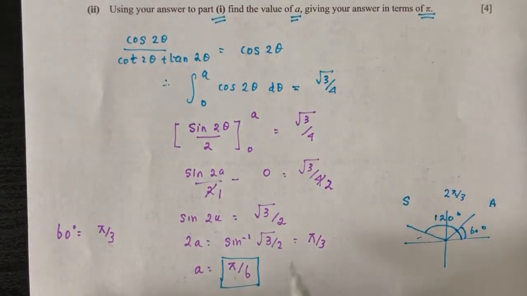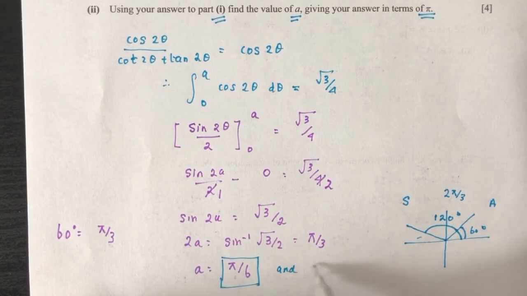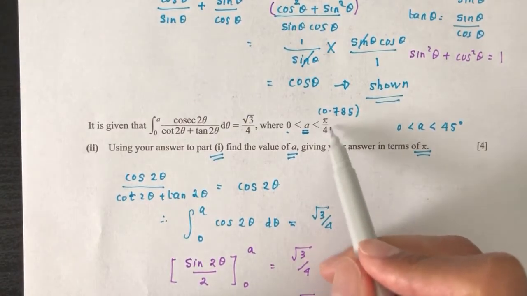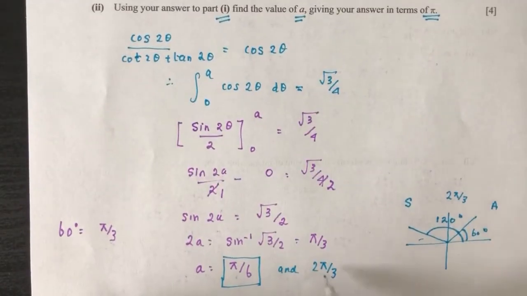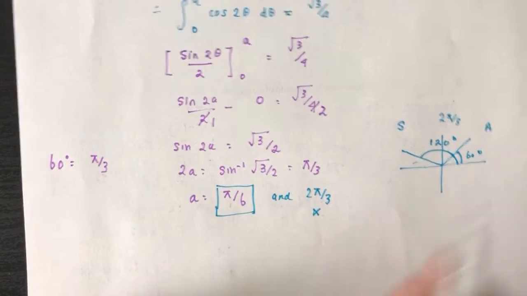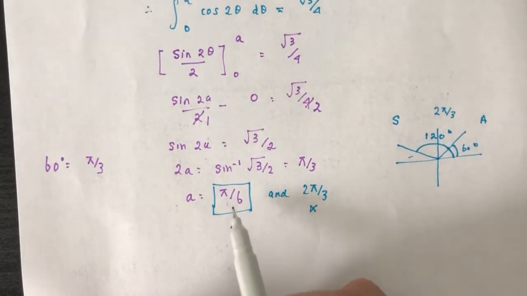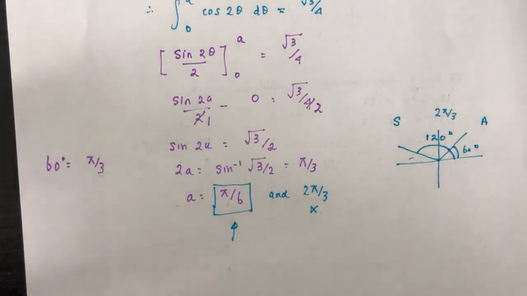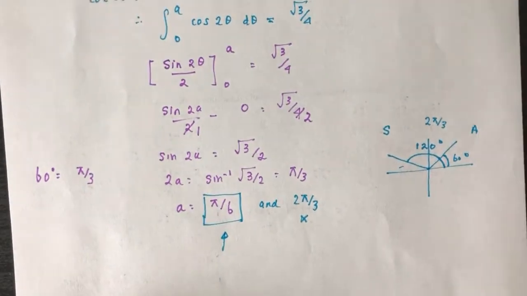So your answer can also be 2 pi by 3 normally. But given that we have a range for a needs to be less than this, so it cannot be this. So your answer can only be this, pi by 6. And that is your question number 6.